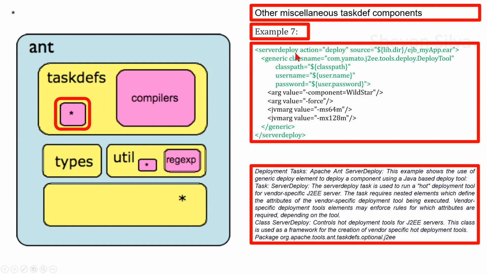With regard to the API, the class server deploy controls a hot deployment tool for J2EE servers. This class is used as a framework for the creation of vendor specific hot deployment tools. This is in the package org.apache.tools.ant.taskdefs.optional.j2ee.